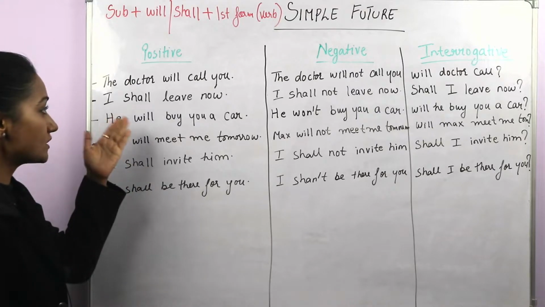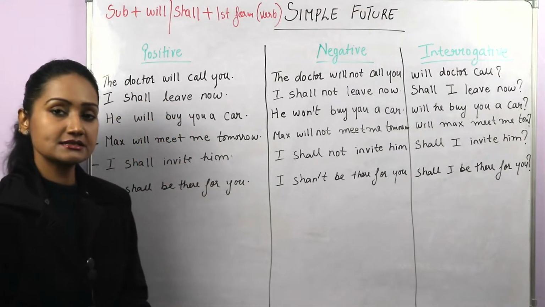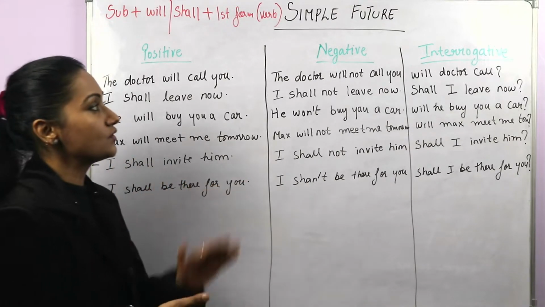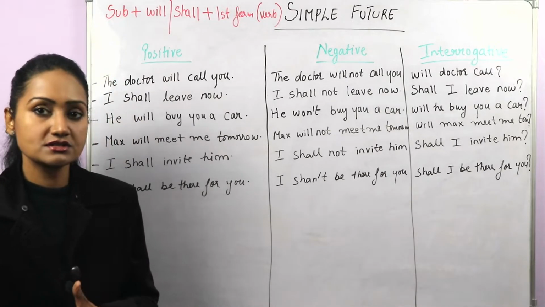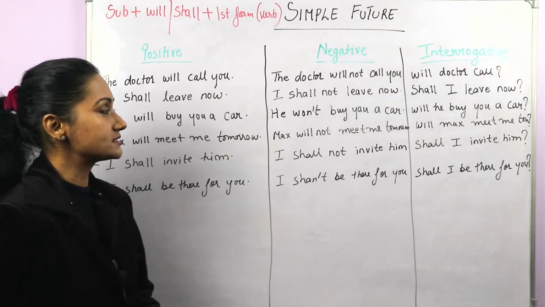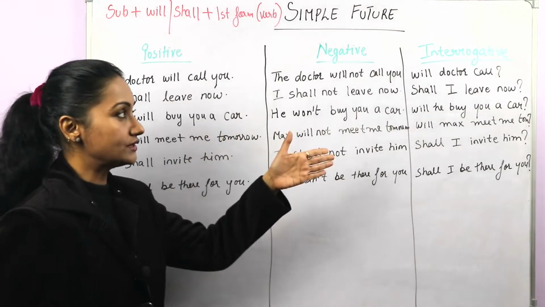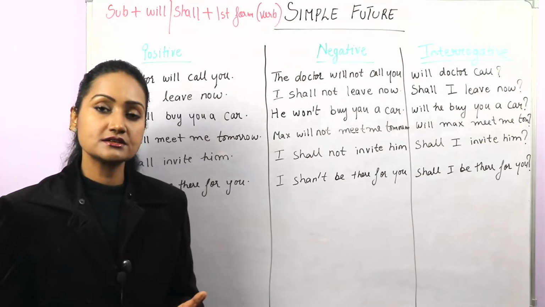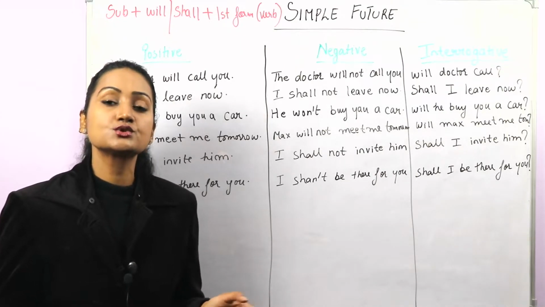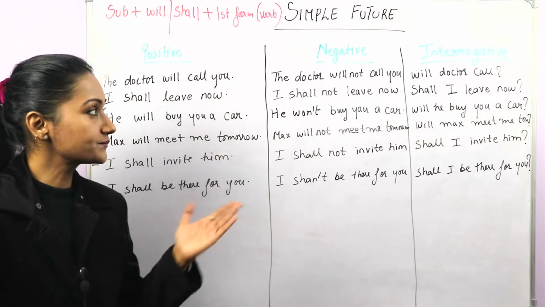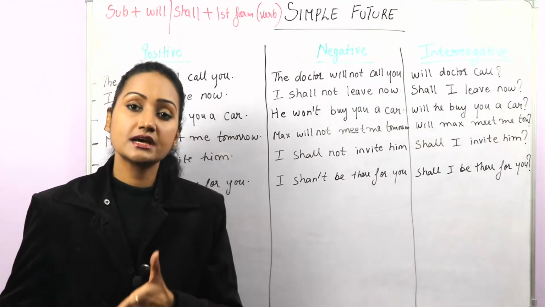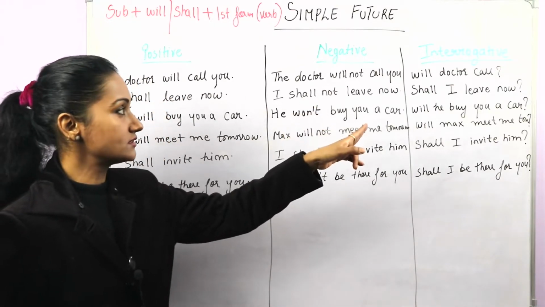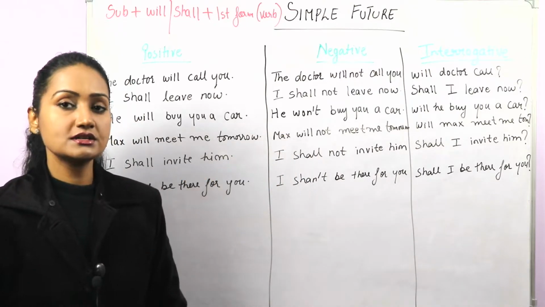Okay, first is: The doctor will call you. It's a positive sentence in simple future tense. How to change it into negative? The doctor will not call you. So by adding just not after will, you can make a negative sentence in this tense. Now interrogative, we have done it earlier also. Whenever we have to make interrogative sentences, we have to swap the position of the subject and the verb which is there on the second position. So same thing we are going to do over here. Will the doctor call you? So this is your interrogative.